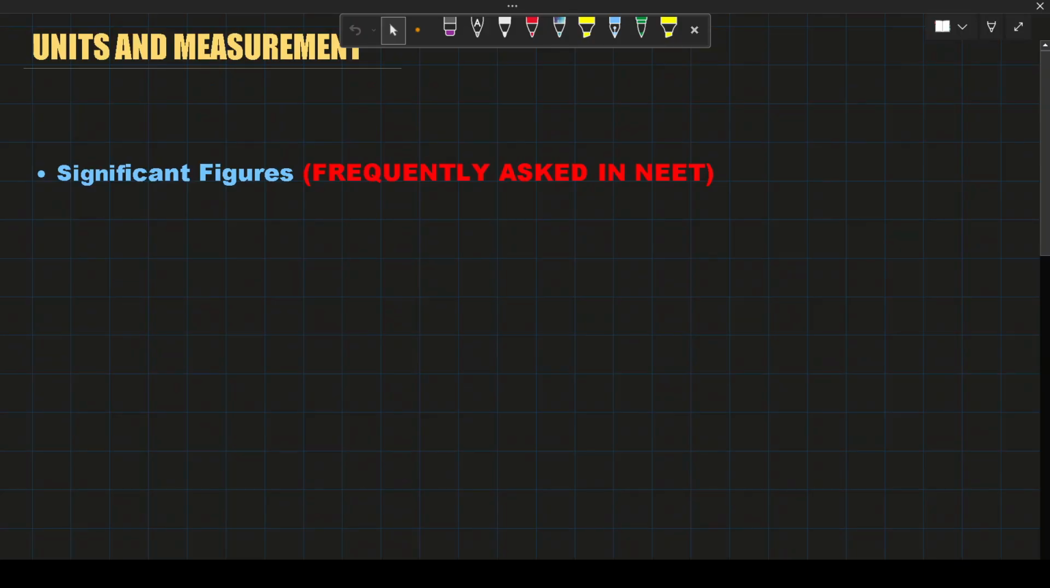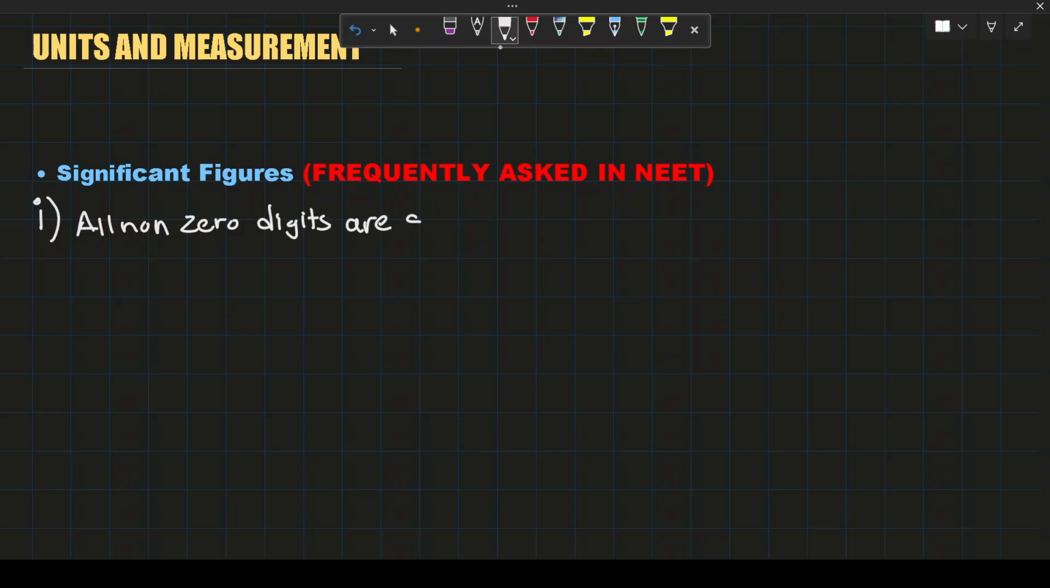which is your significant figures. This is frequently asked in NEET. Here are the basic rules that you need to keep in mind to understand significant figures. Starting with rule number 1. All non-zero digits are significant.